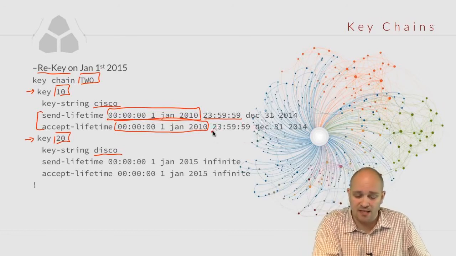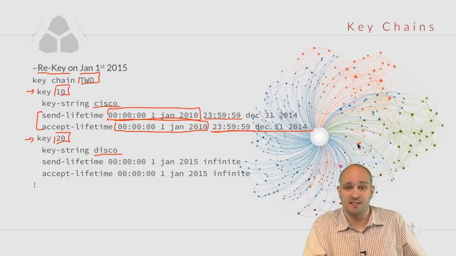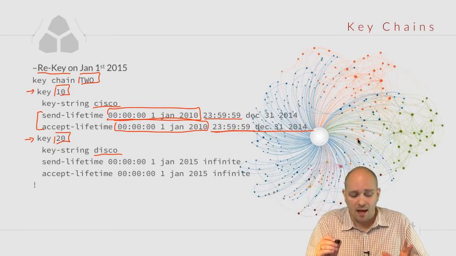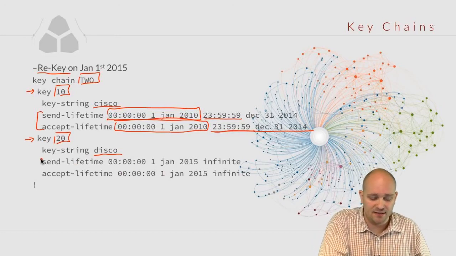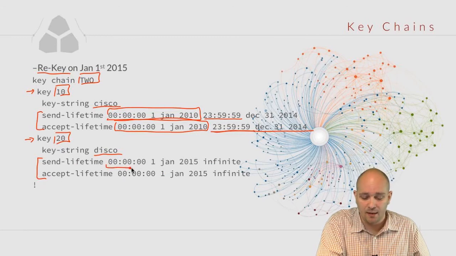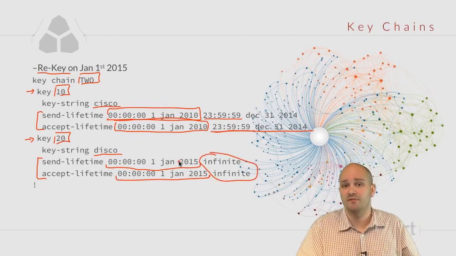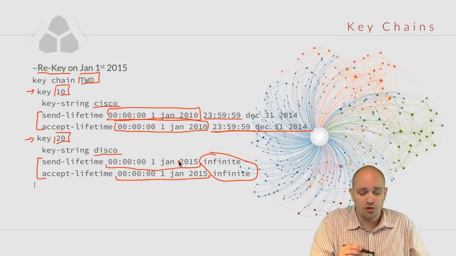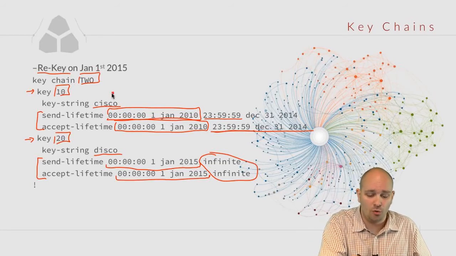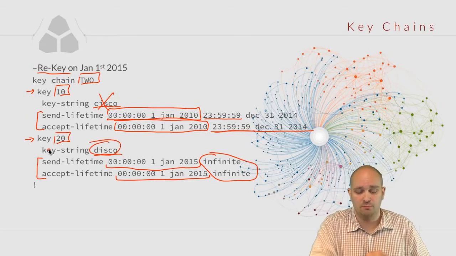The same thing about the accepting this key. I'm no longer going to accept it after midnight of December 31st, 2014. However, if I take a look at my key number 20 here, what's happening with that key is that the send and accept lifetimes begin at midnight on January 1st, 2015 in both cases, and both keys are valid for infinite period of time after that. So effectively what's going to happen on January 1st, 2015, we are no longer going to be using, sending or accepting password Cisco, and we are going to be using password Disco.